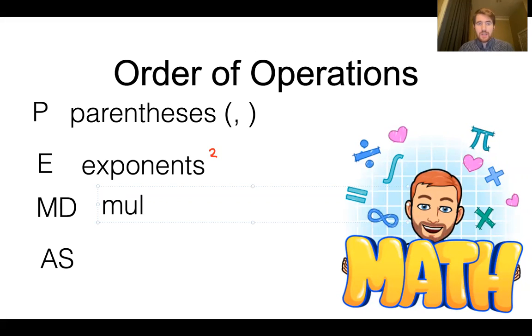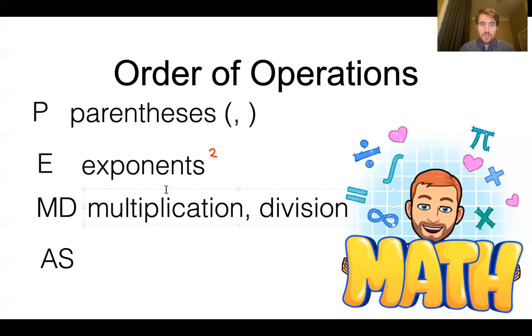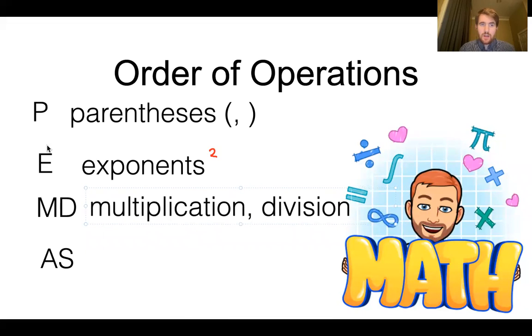Then you do multiplication and division. We do this at the same time. Even though when you say PEMDAS, the M comes before the D, we do multiplication and division at the same time in order from left to right. So if it's like 5 times 3 divided by 2, we would do 5 times 3 and then divided by 2. But if it was 5 divided by 2 times 3, we would do 5 divided by 2 and then multiply by 3.